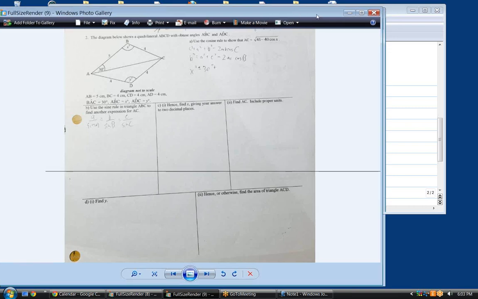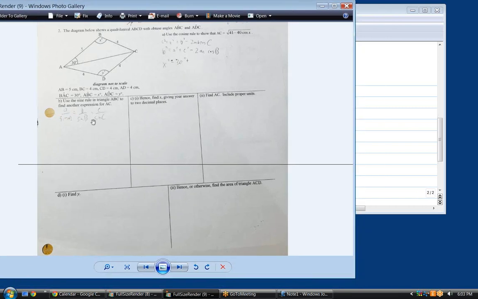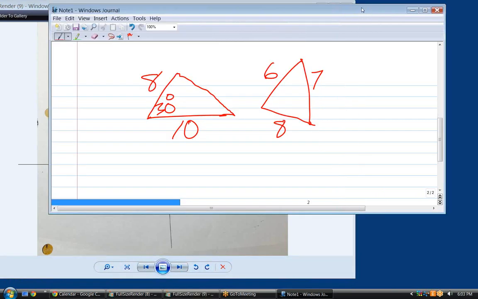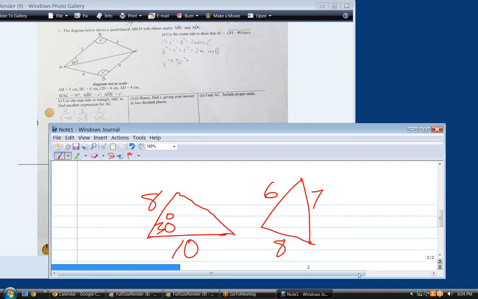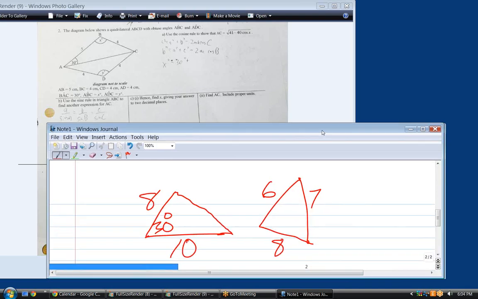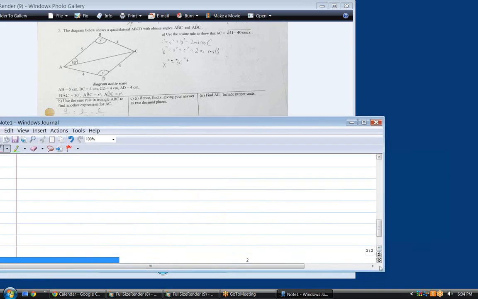So, use the sine rule to come up with another expression for AC. Well, what would that be? So for a and sine of A, it'd be 4 over the sine of 30, which would equal b over the sine of x, which would equal 5 over the sine of C.